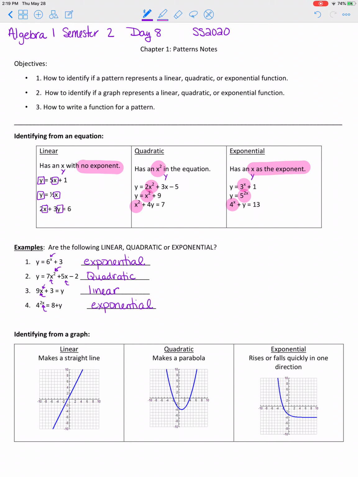All right, some characteristics of graphs for these functions. If it's linear, it makes a straight line. It has a constant growth all the way across the page. For quadratic graphs, this makes a parabola. So it's a shape that looks kind of like a U as you're looking through the graph. With an exponential, it's going to rise or fall quickly in one direction. So you kind of get this L-looking shape. It could be a forwards looking L or a backwards looking L, just depending on whether it's growing or falling.